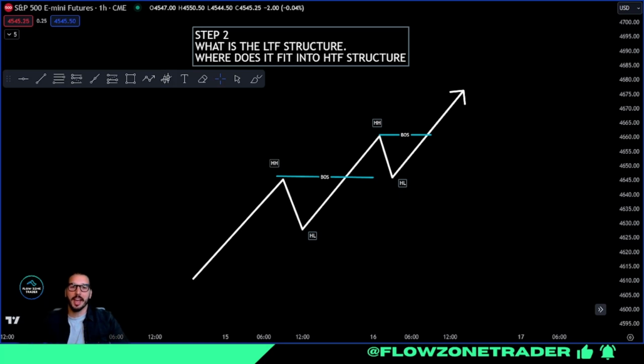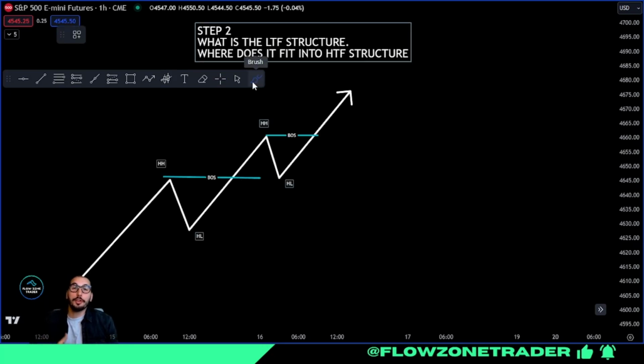Okay, so let's draw it out right now. Now I want you to remember that the white line in front of you, this line chart in front of you, is the higher time frame, and what I'm going to draw onto the chart will be a lower time frame.